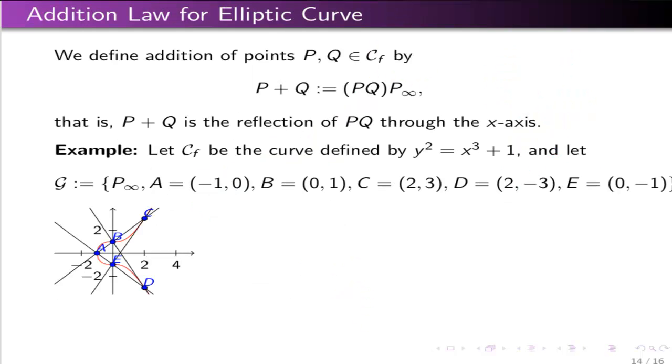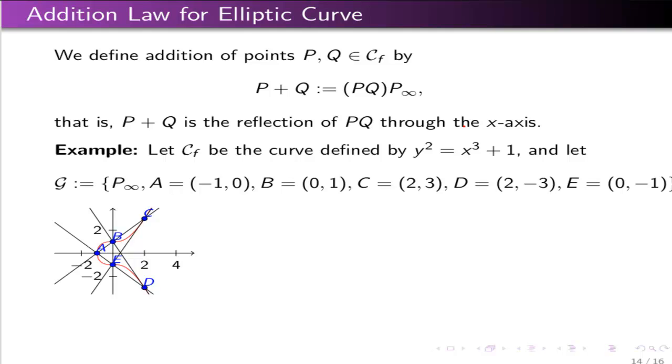Next, we'll define an addition law on the elliptic curve. If I give you two points P and Q on the curve, we'll say that P plus Q is the point PQ times P infinity. Well, not times, it's just the line segment. PQ itself is the third point of intersection of the line segment joining P and Q, and then you want to reflect that third point through the x-axis. So it's the reflection of PQ through the x-axis.